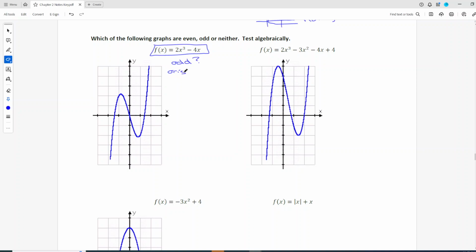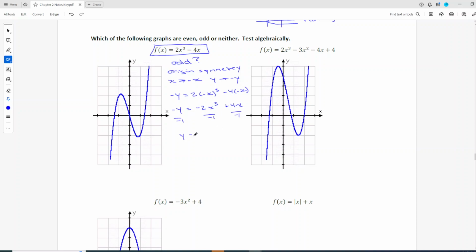To test for origin symmetry, we plug in negative x for x, and we plug in negative y for y. So into this original function, we're going to plug in negative y for y and a negative x for x. And we're going to test it. So we're going to have negative y equals, this will come out negative, so this will be negative 2x cubed. This will be positive 4x. But then to get y by itself, we're going to divide everything by negative 1.